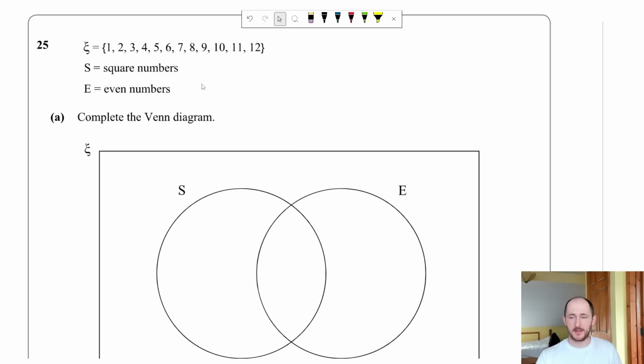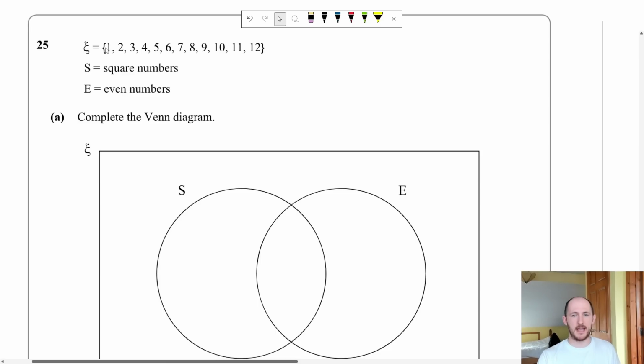Venn diagrams. Cool. S is square numbers, E are even numbers, and we have this over here. So I like to go through, when they've written down all the numbers, I like that. What I'm going to do is I'm going to go from left to right, and I cross off the ones I've done. There's a reason for this. It's because any leftover numbers have to go outside, in the box, but outside the circles.